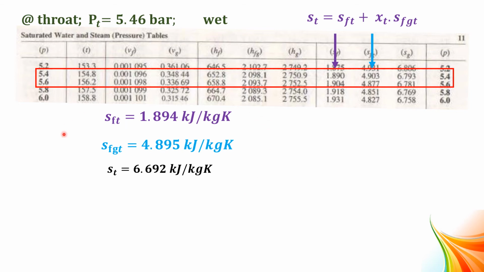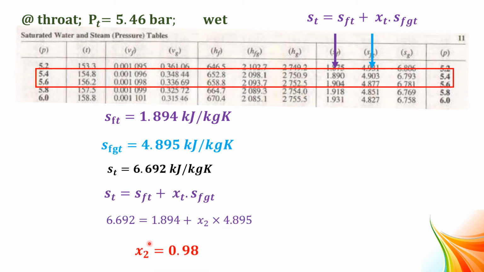Now substituting these three values in this equation, we get X2 equal to 0.98. Now we know at the throat section the pressure is 5.46 bar and the steam is in wet condition and the value of X2 equals 0.98. Now we can find the specific enthalpy of steam at the throat section.